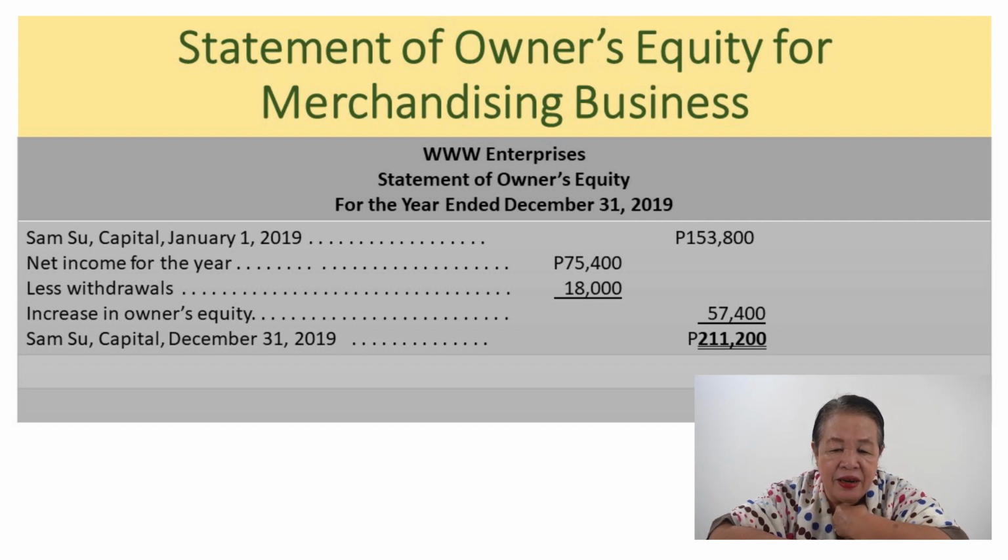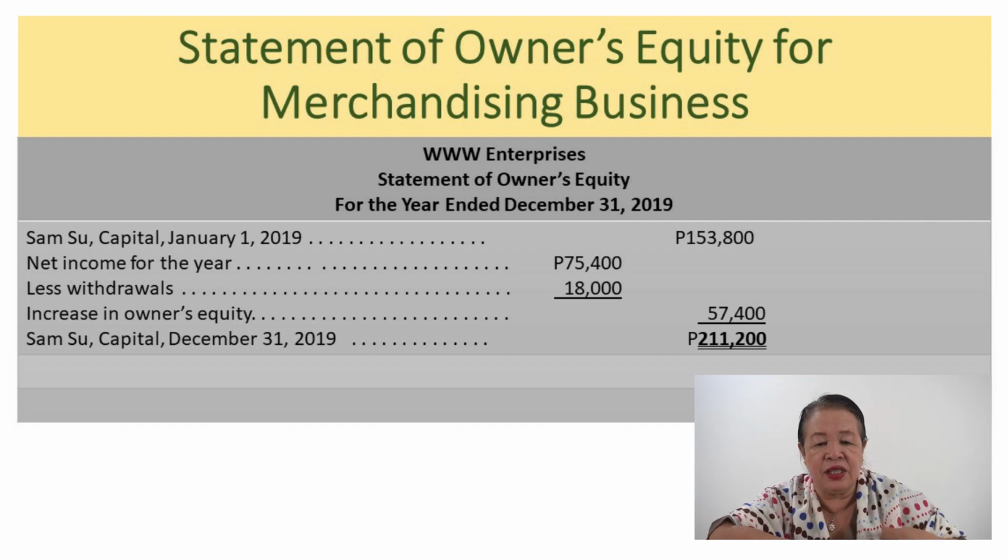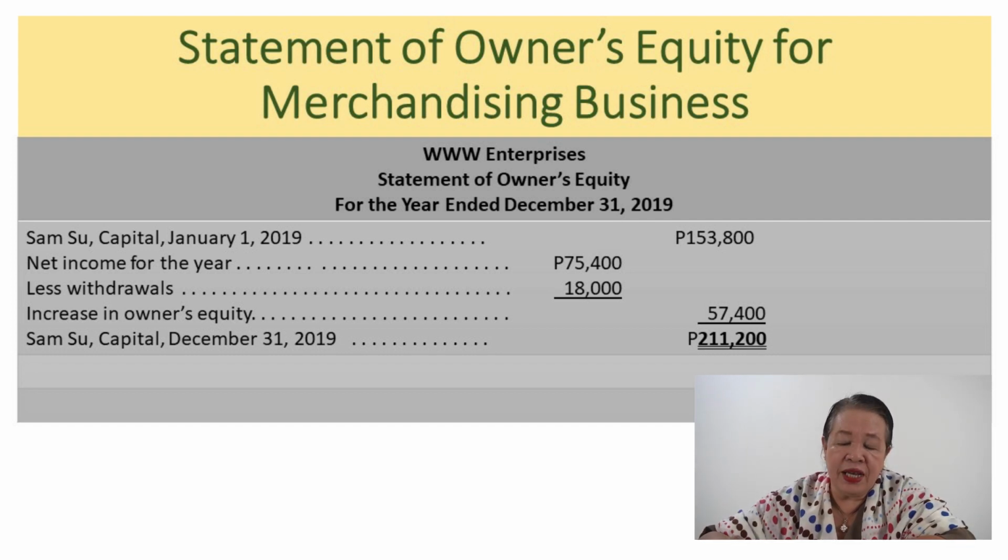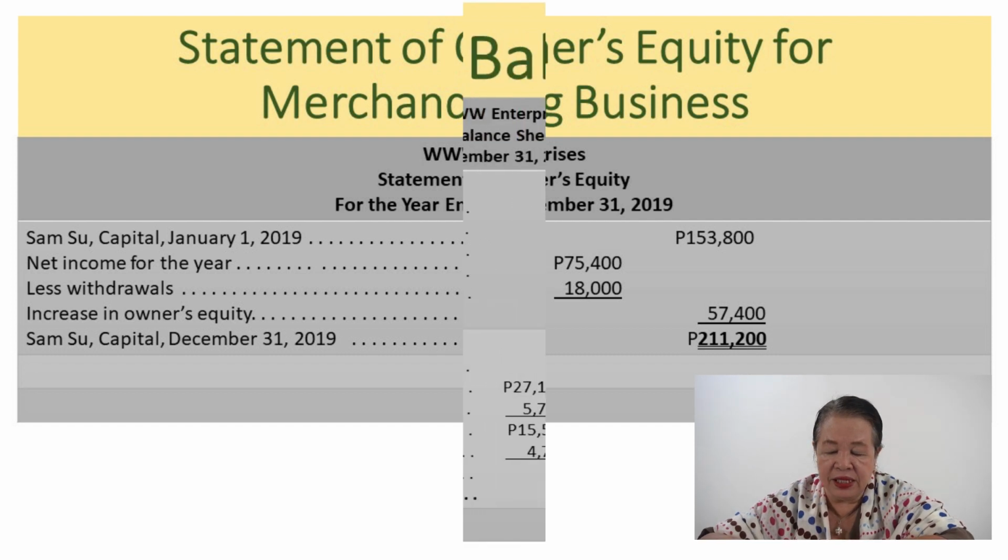Net income for the year, 17,500. Less withdrawal, 18,000. So total increase in owner's equity, 57,400. That is our sample statement of owner's equity for a merchandising business.